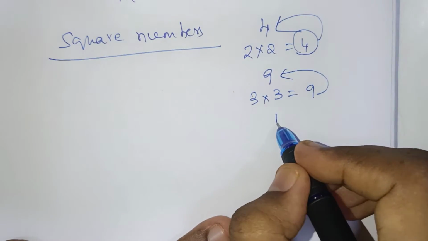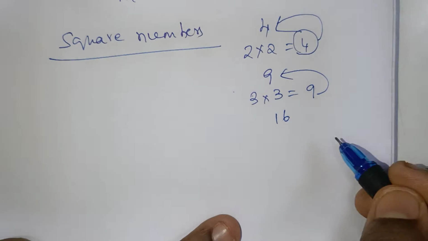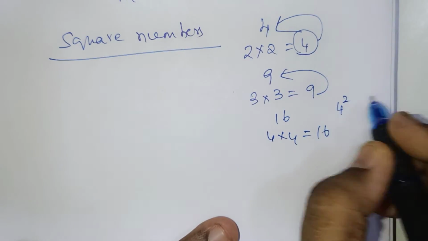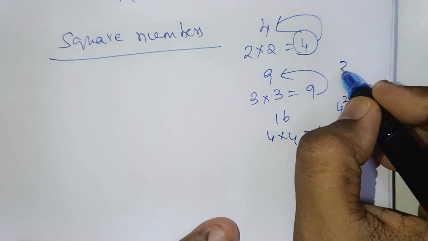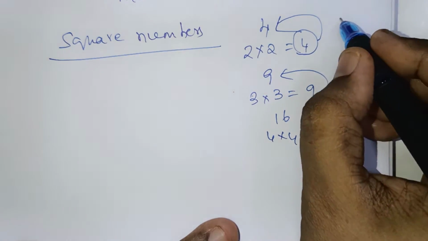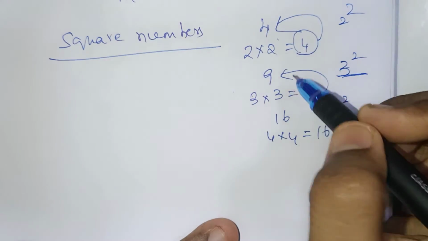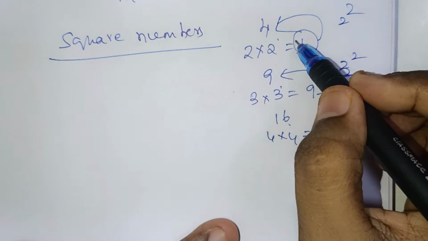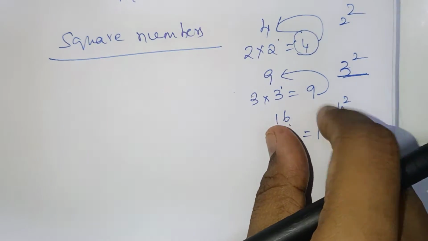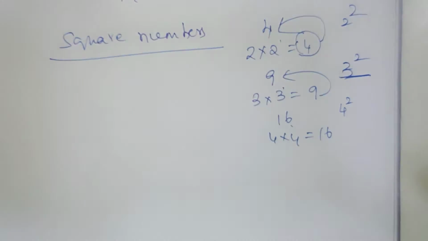The next square number is 16. Why? 4 into 4 is 16. That is 4 square. This is 2 square, this is 3 square and this is 2 square. So 4, 9, 16, all these are square numbers. Now we will see how to use the square numbers in the long division method.